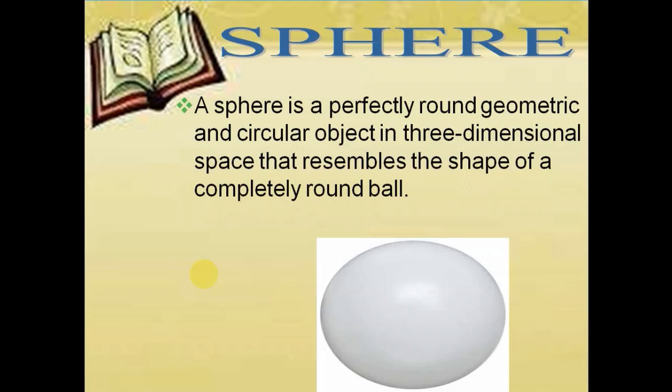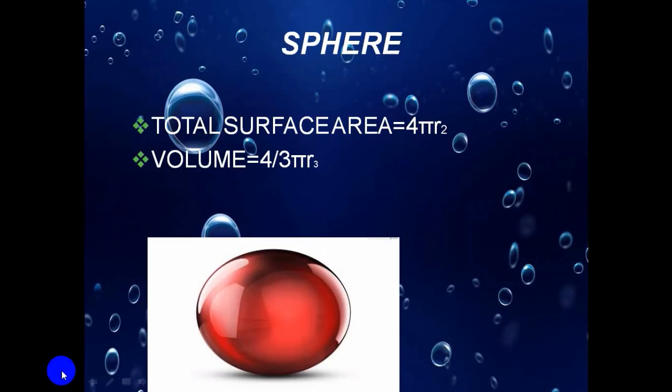Now, sphere. A sphere is a perfectly round geometrical and circular object in three-dimensional space that resembles the shape of a completely round ball. You see over here, this is a sphere. Now, the total surface area of the sphere is 4 pi r square, and the volume of the sphere is 4 by 3 pi r cube.